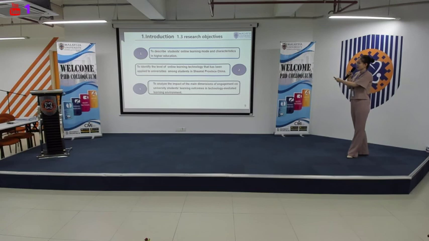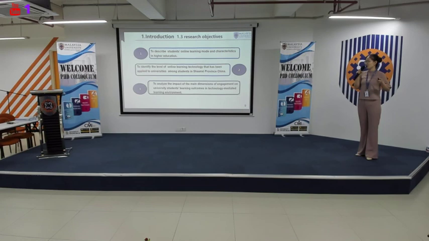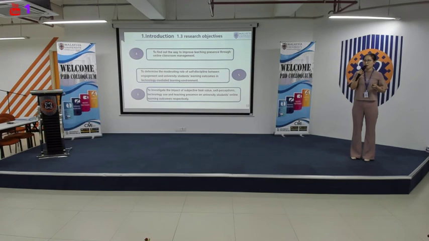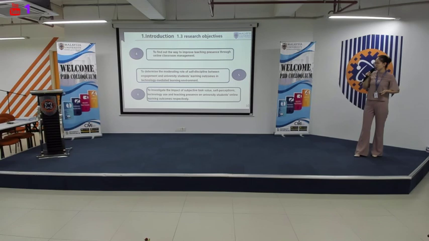Here are altogether six objectives in my study. The first one is to describe students' online learning mode and characteristics in higher education. The second is to identify the level of online learning technology that has been applied to universities among students in Shaanxi province, and also to analyze the impact of main dimensions of engagement on their learning outcomes. The fourth one is to find out the way to improve teaching presence in TML, and to determine the moderating role of self-discipline and engagement, because this part is also seldom investigated. The last one is to investigate the impact of subjective task value, self-perceptions, technology use, and teaching presence on students' online learning.